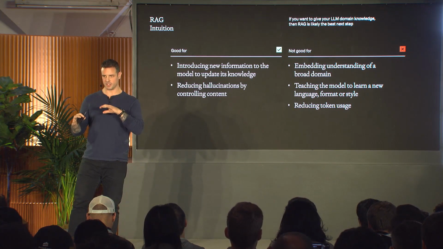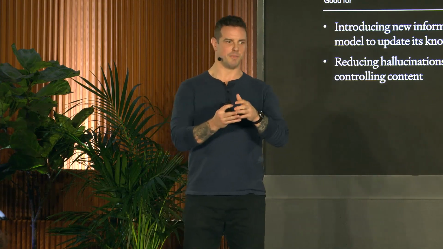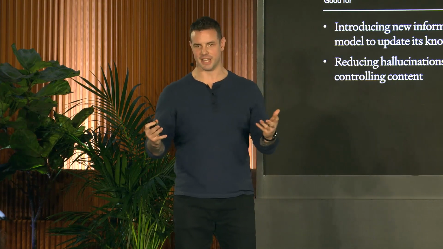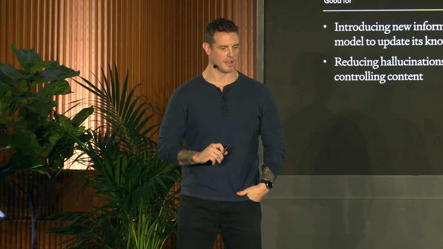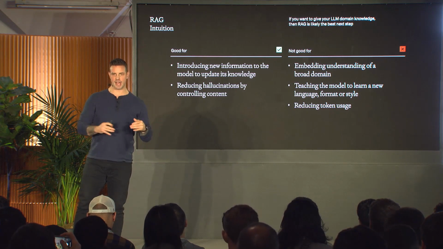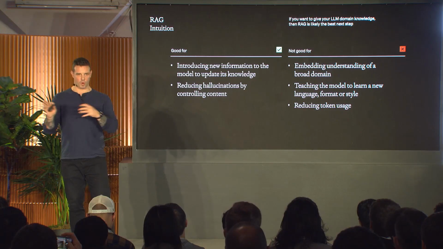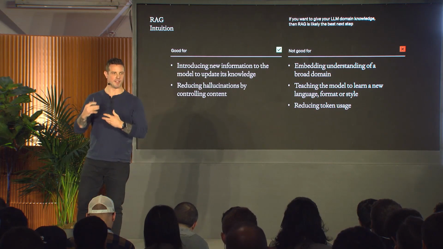What it's not good for, I alluded to it there, is embedding understanding of a broad domain. Currently, retrieval-augmented generation will not allow you to teach the model what law or medicine is. Unfortunately, that's not one of the things that retrieval-augmented generation will let you do. Similarly, teaching the model to learn a new language, format, or style is probably more in the fine-tuning realm, where you're trying to teach it a methodology or a way of approaching solving the problem.